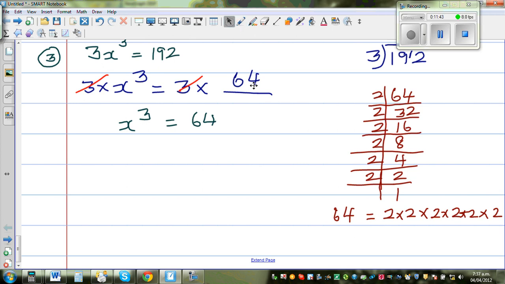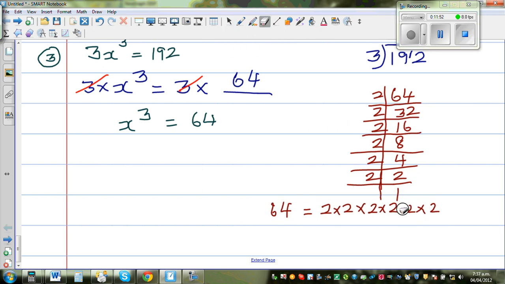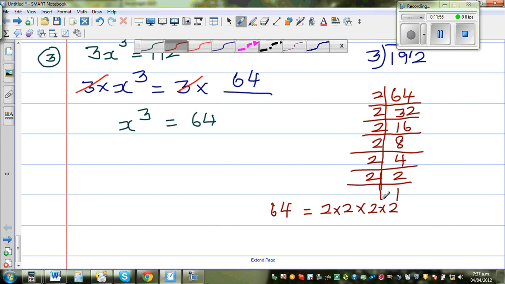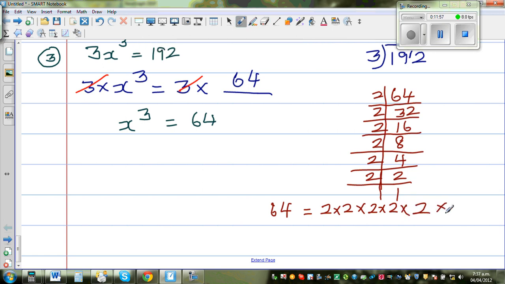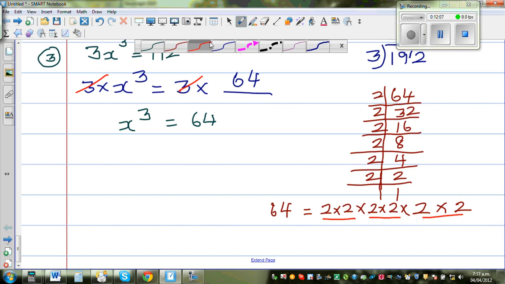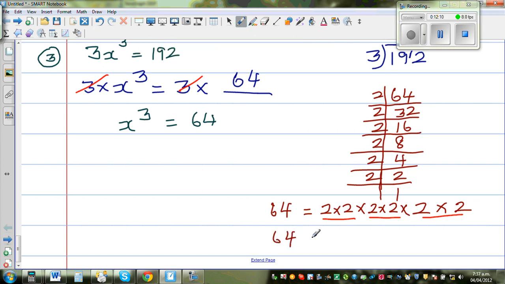Okay, so let me highlight this. So there are how many twos? There are 6 twos here. But I want to write this as a power of 3. So I'm going to group these. This is one group, this is a second group, this is a third group. So can I write 64 as 4 times 4 times 4? 2 times 2 is 4, 2 times 2 is 4. So 64 is 4 cubed. Or 4 times 4 times 4 is 64.